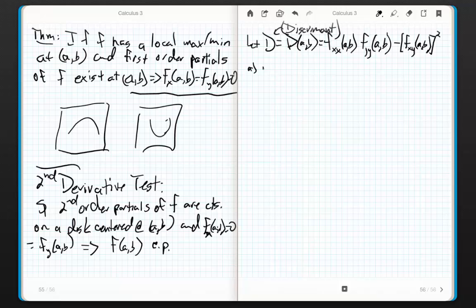Here we go. A, if D is greater than 0, and the partial xx at AB equals 0.